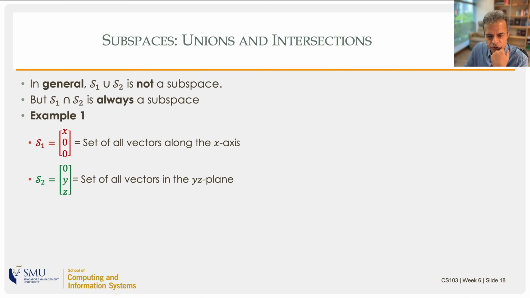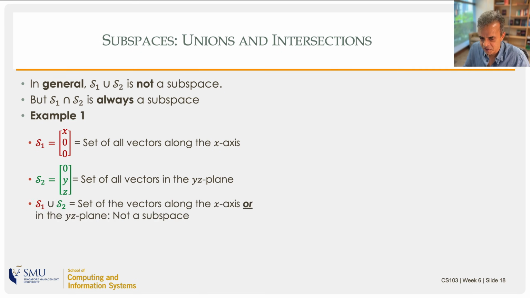What's the union of these two? You might be tempted to say that is any vector, but that's not true. You have to be careful here. Union means all the vectors that are along the x-axis plus all the vectors that are on the yz plane, but not vectors that are neither on the x-axis nor on the yz plane. And after all, those are most vectors in R3. So it's only a tiny subset of R3. So S1 union S2 is a set of vectors that lie along the x-axis or are on the yz plane.